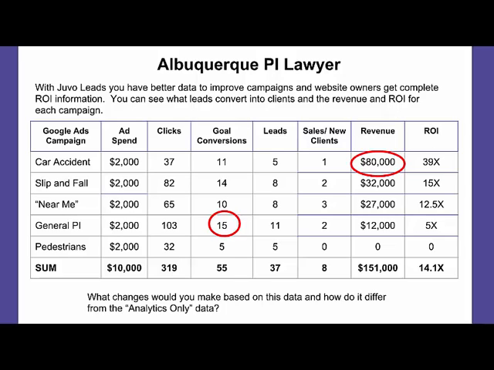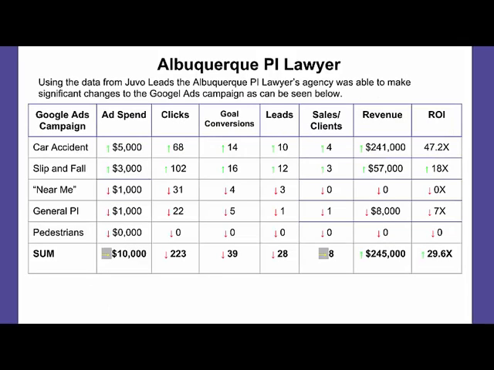Now let's take a look at what changes this law firm's agency actually made. The agency here reallocated the ad budget to two of the higher performing ROI campaigns and completely stopped the pedestrian campaigns. The agency stopped optimizing for leads and instead optimized for revenue, and it paid off. But it's important to note, if you only looked at the clicks and the goal conversions, which are both available in Google Ads, this agency would have made the wrong decision. Overall, clicks are down and conversions are down, but the most important number, revenue, is up. Let's compare the two months.